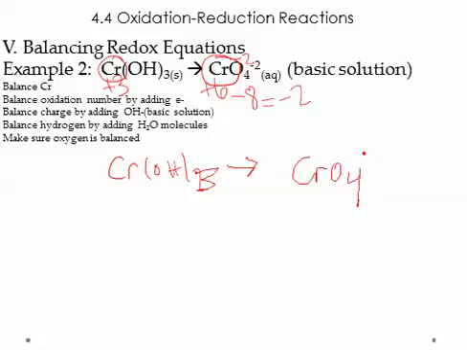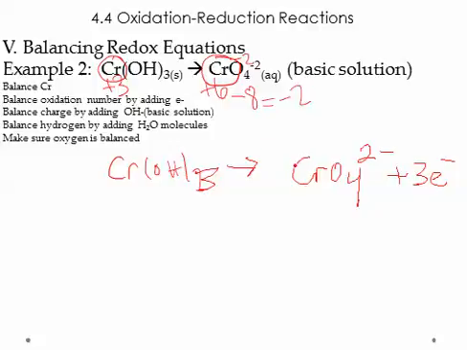By adding electrons. So we're going from +3 to +6, so we need to bring this side down to +3. We are going to add 3 electrons to this side, and that's going to balance the oxidation number. So both sides have an oxidation number of +3.